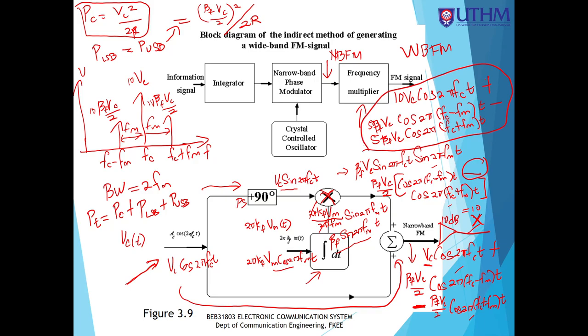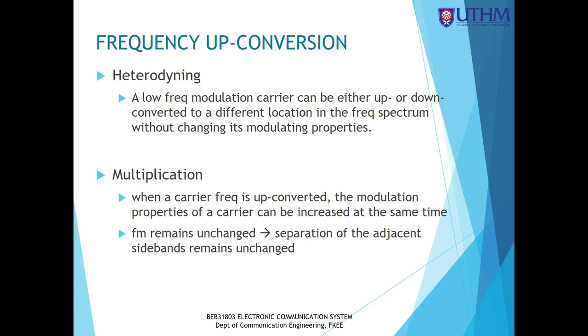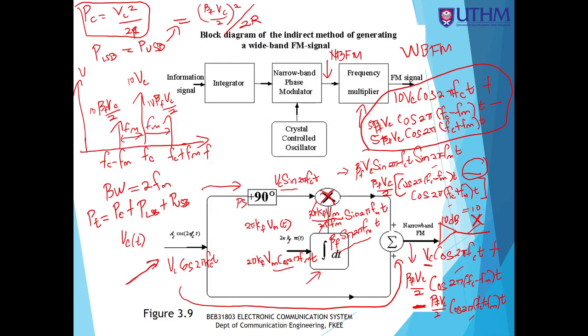Okay, so you see that what we produce here is the narrowband FM, where the bandwidth is equal to 2 FM. Okay, now the issue is how we want to increase the frequency. We are not increasing the amplitude. Sekarang isunya adalah macam mana kita nak jadikan dia wideband FM. That means we need to increase the frequency, not the amplitude. If we introduce an amplifier, that means we increase the amplitude. But now we want to increase the frequency so that we can go to the region of wideband FM, because most of the radio applications use wideband FM.